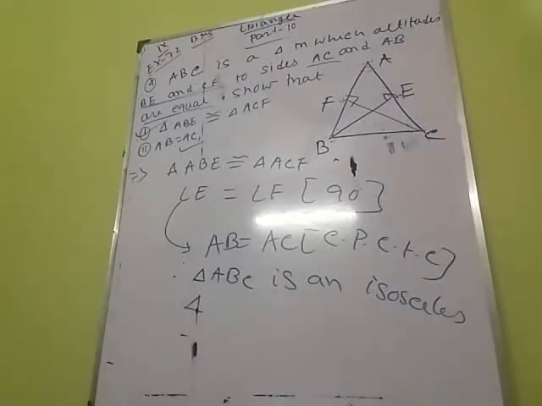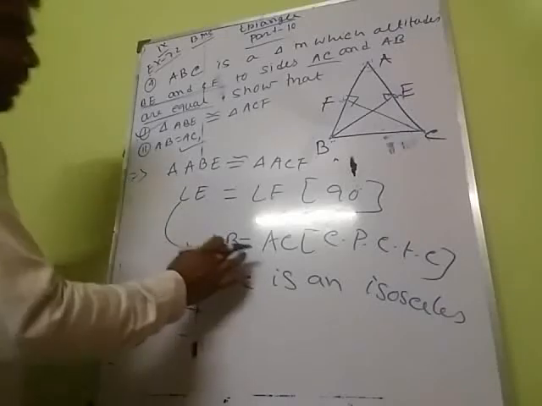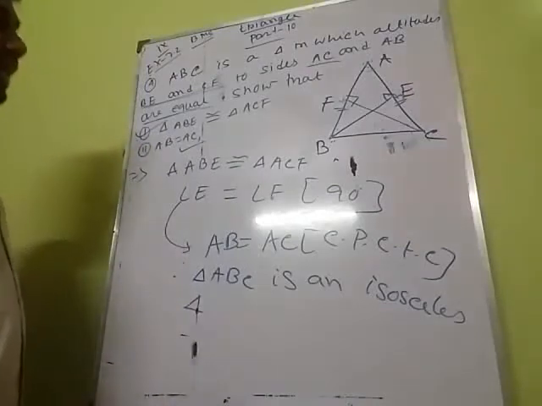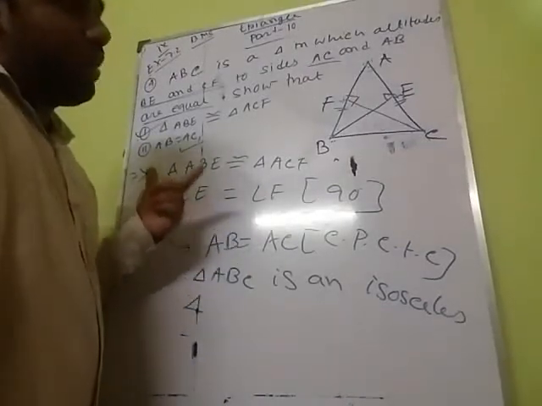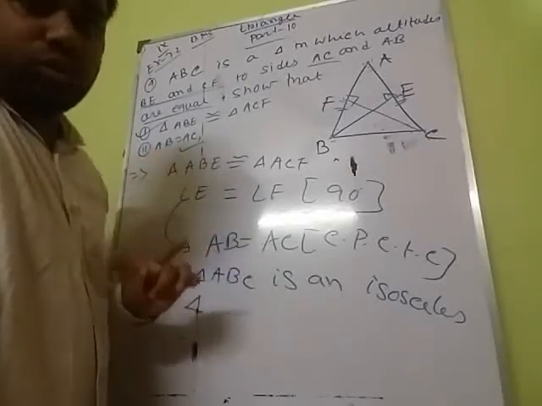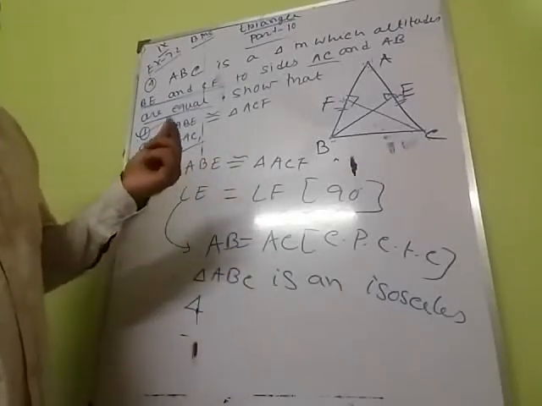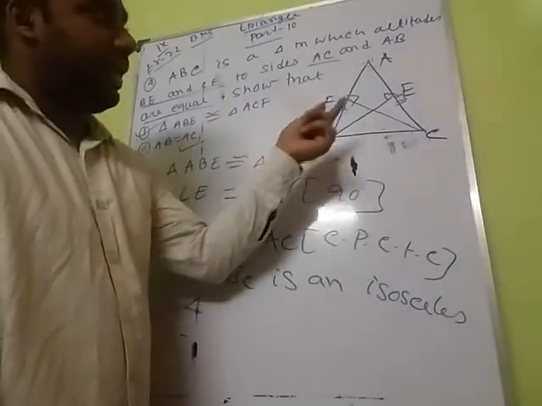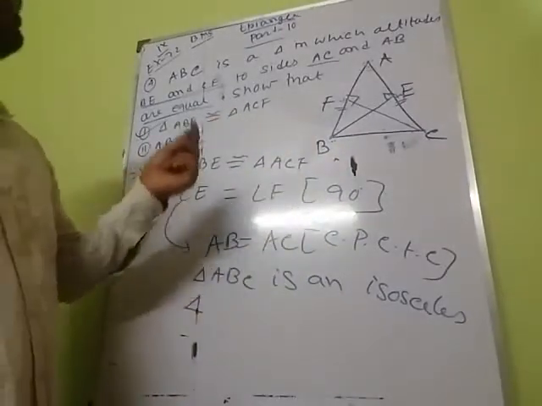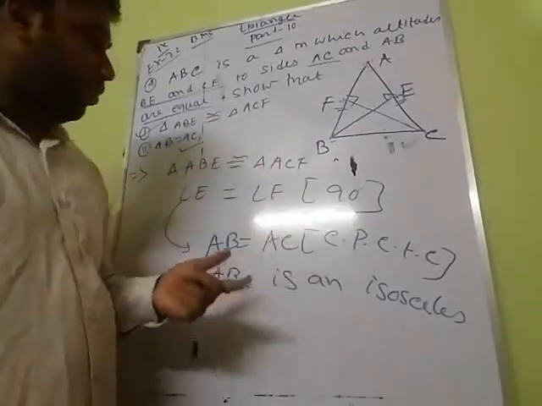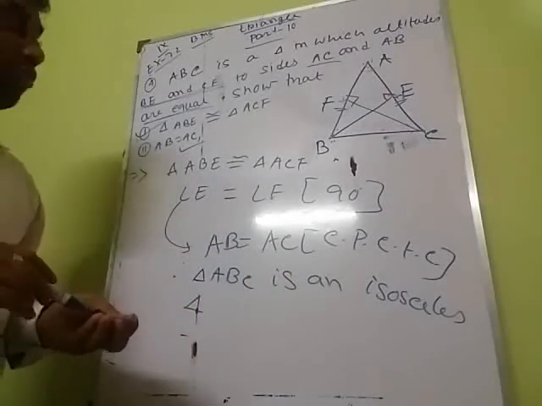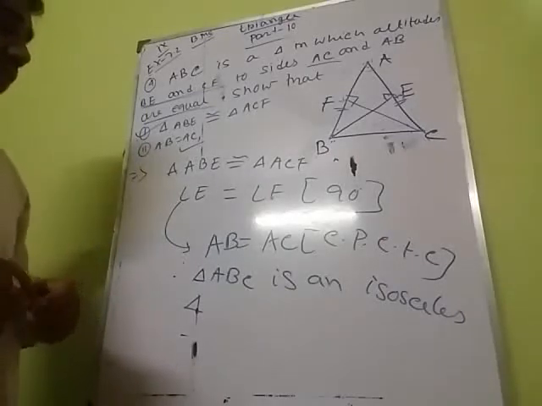Why are these sides of triangle ABC equal? Because we have proved that the triangles ABE and ACF are congruent, and one condition is that angle E and angle F are equal. The side opposite angle E is AB, and the side opposite angle F is AC. That's why we can say that AB equals AC. As AB equals AC, triangle ABC is an isosceles triangle.